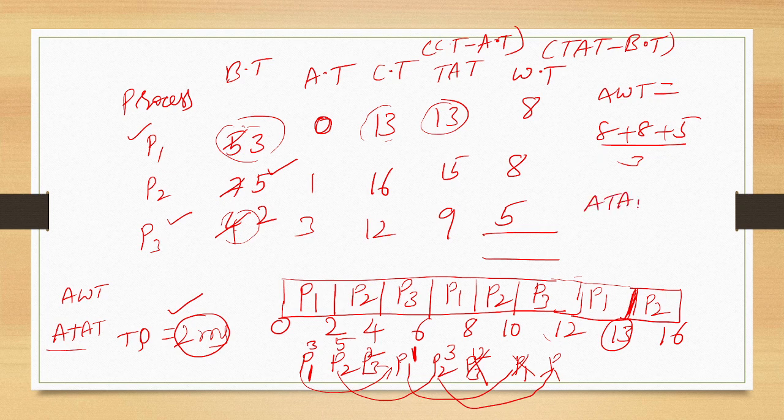Average turnaround time, how much? 13 + 15 + 9 divided by 3. This is average turnaround time. This is how you have to do it in round robin scheduling. Try to listen one more time and you will get to know what this is. Right, next I will explain one more question.